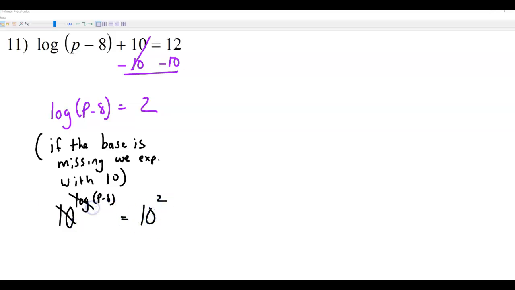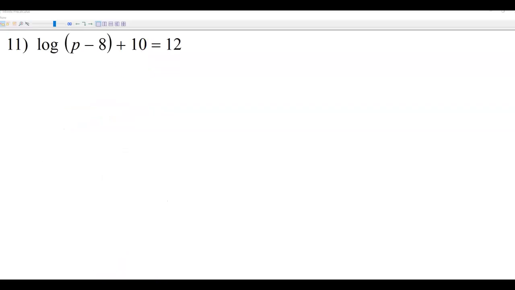And so these cancel out, and we're left with p minus 8 equals 100. Go ahead and add 8 on both sides, and you get p equals 108. Okay, so just two special types of logarithms to be aware of there. Here's one for you with a base of 10. And we'll go ahead and move on to a new type of problem.